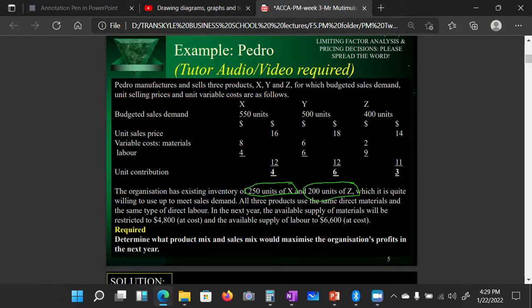All three products use the same direct materials and same type of direct labor. In the next year, the available supply of materials will be restricted to 4,800 cost, and labor 6,600 at cost. These figures are very important, ladies and gentlemen. Now, the question is saying, determine what product mix and sales mix would maximize the organization's profits in the next year.